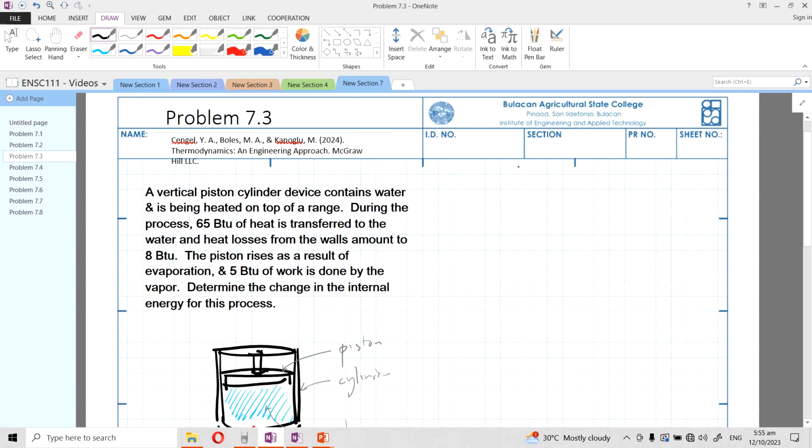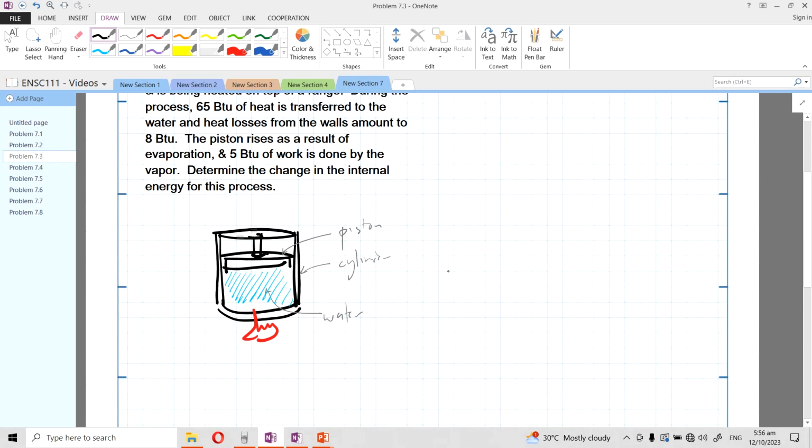Okay, next sample problem. It says here: a vertical piston cylinder device contains water and is being heated on top of a range. During the process, 65 BTU, that's in English units, British thermal units, of heat is transferred to the water, and heat losses from the walls amount to 8 BTU. The piston rises as a result of evaporation, and 5 BTU of work is done by the vapor. Determine the change in the internal energy for this process.